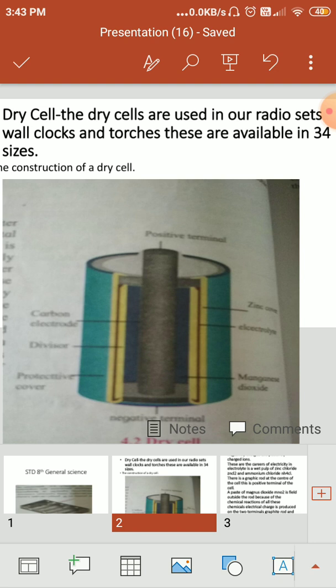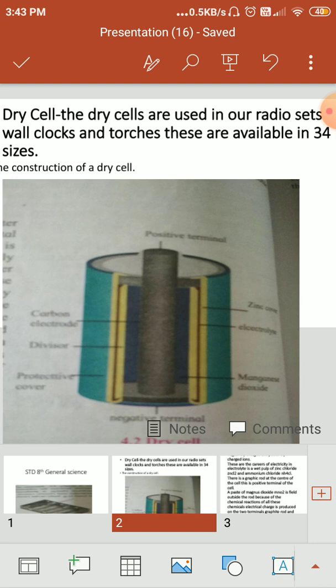There is a graphite rod at the center of the cell. This is the positive terminal. At its upper end, the positive terminal of the cell is marked. A paste of manganese dioxide is filled outside the rod. The dark blue colored paste that is spread is manganese dioxide.